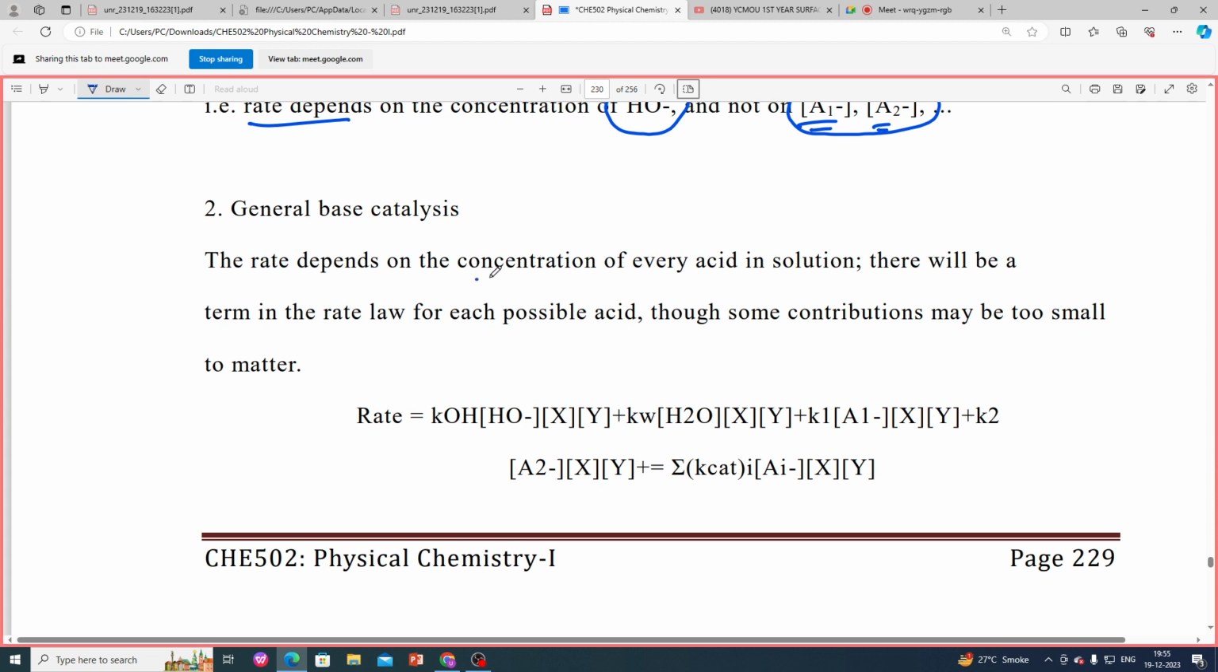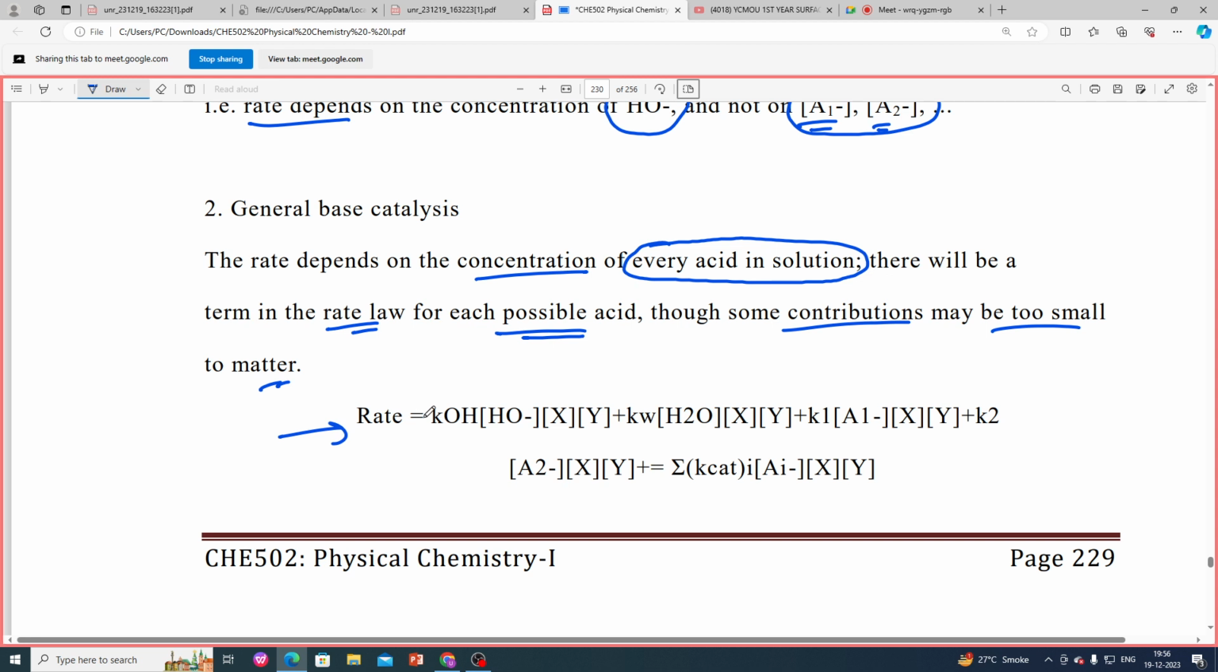And in a general base catalysis देखो, the rate depends on the concentration of every base in a solution. Okay, so there will be a term in the rate law for each possible base, though the some contribution may be too small to matter. ओके यस, मतलब क्या है कि we have to consider all the bases which are involved in the reaction. Okay, that means we have to take the concentration of all these in the rate equation. So here we have to write all the concentrations simply.